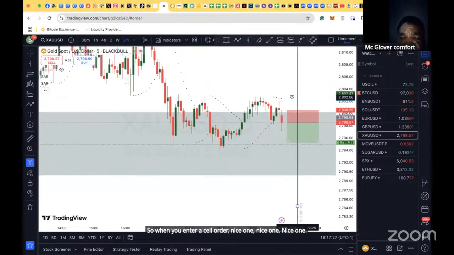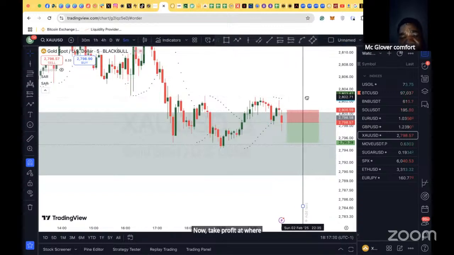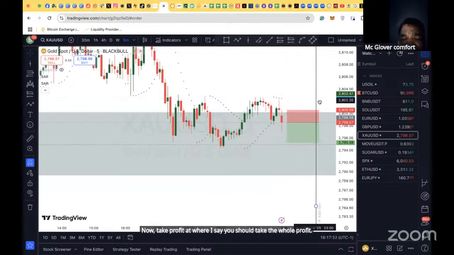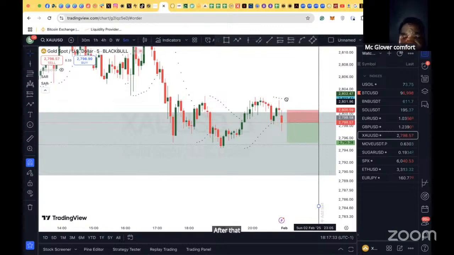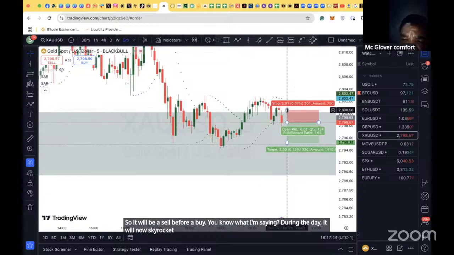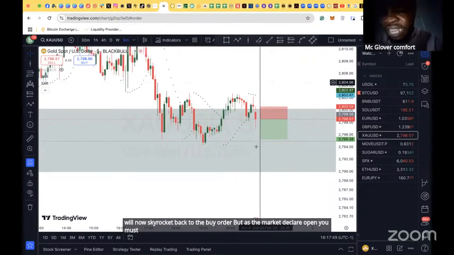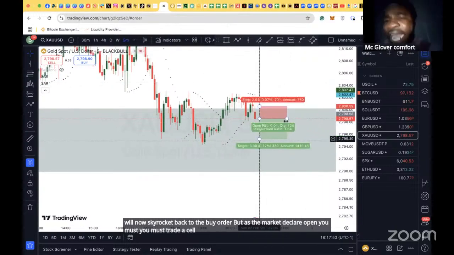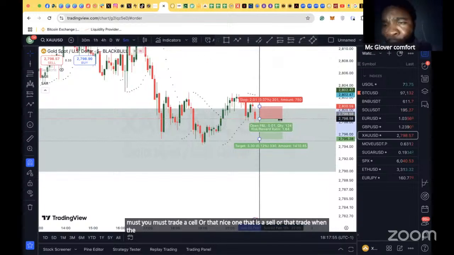Now take profit where I say you should take the profit. After that, you wait for a retrieval and enter a buy order. So it will be a sell before a buy. You know what I'm saying? During the day, it will skyrocket back to the buy order. But as the market declares open, you must trade a sell order. That is a sell order trade when the market declares open.